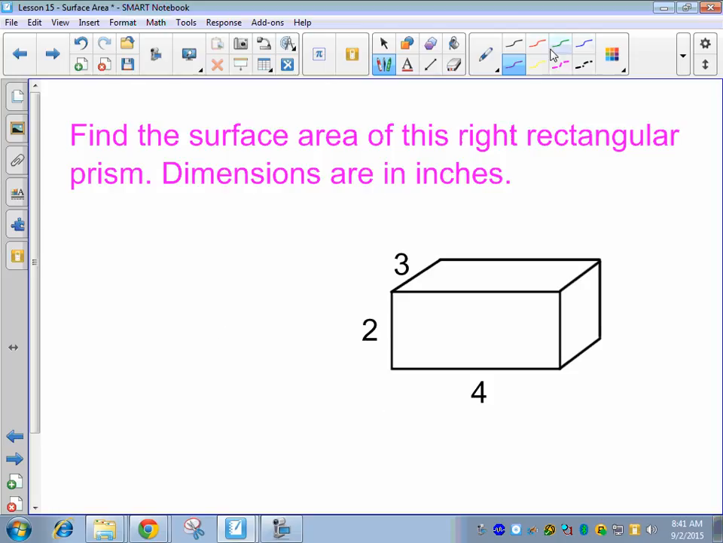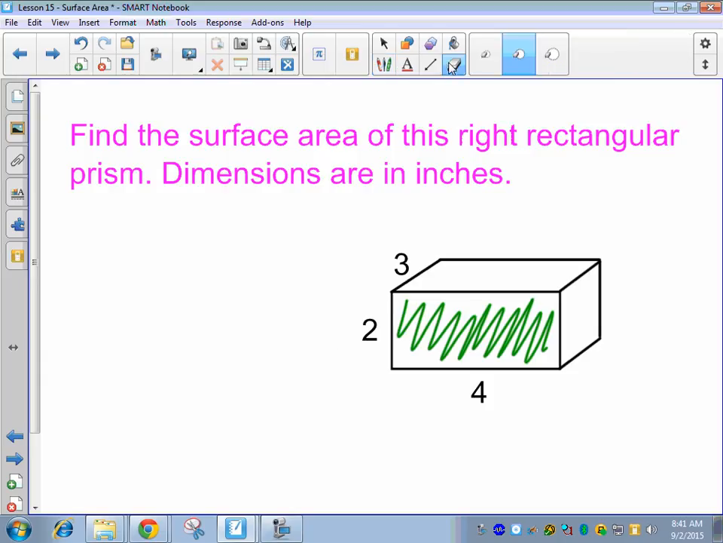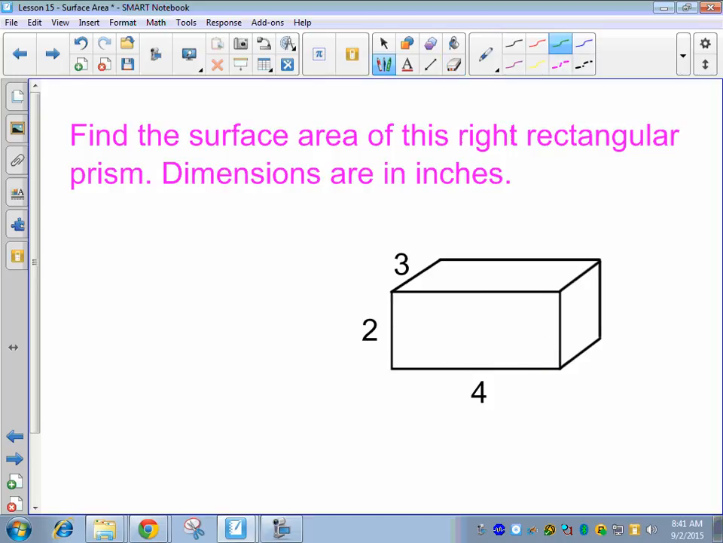So for this one, what do we think our base should be? The front. That's fine. Let's pick the front. This one is actually interesting. We could have picked either side as the base because it's a rectangular prism. The worksheet says use the front. Okay. So we'll use the front. You should get the same answer either way, though, when you're using a rectangular prism.